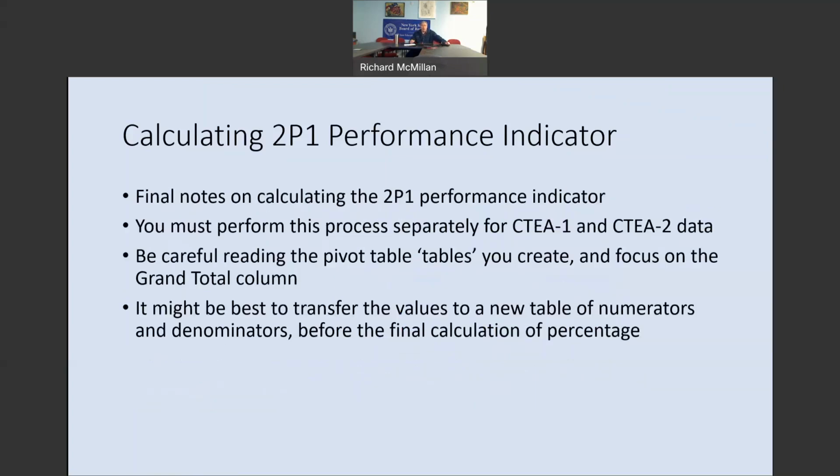Final notes on calculating the 2P1 performance indicator. You must perform this process separately for CETEA 1 and CETEA 2 data. Be careful reading the pivot tables you create and focus on the grand total column. It might be best to transfer the values to a new table of numerators and denominators before the final calculation of percentage in order to check your work.